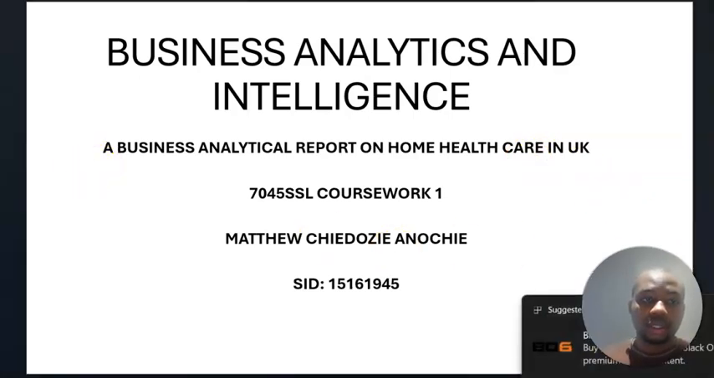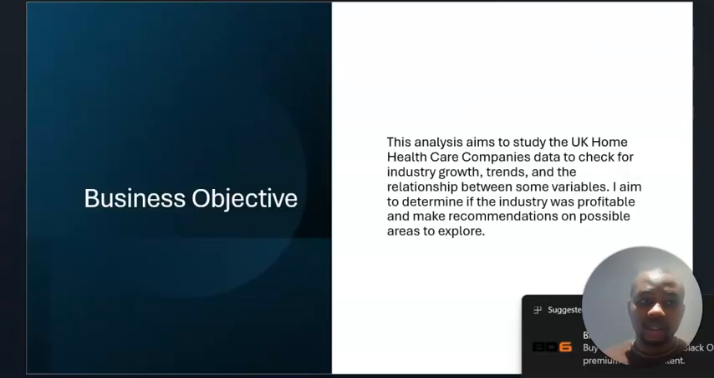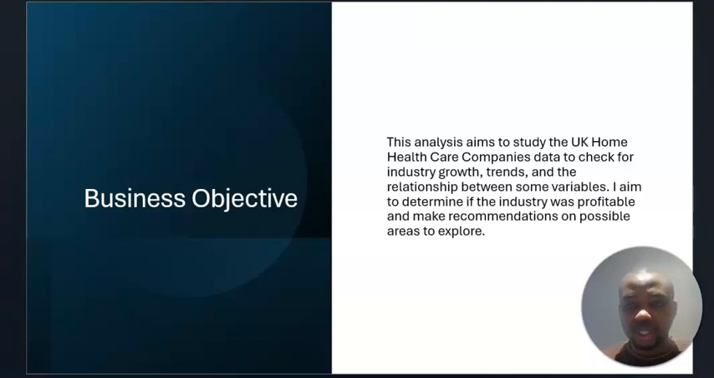So, the objective of the study. This analysis aims to study the UK home health care companies' data, to check for industry growth trends and the relationship between our chosen variables: the turnover, the return on capital employed, the number of employees, and profit margin. We check for the relationship between the chosen variables to know if the industry is profitable or not.